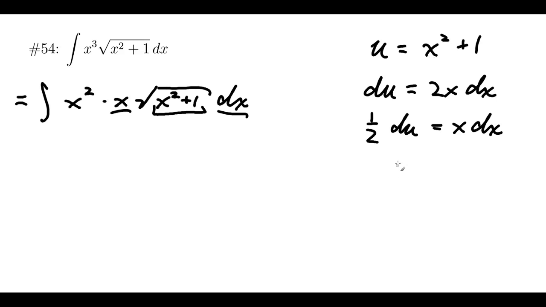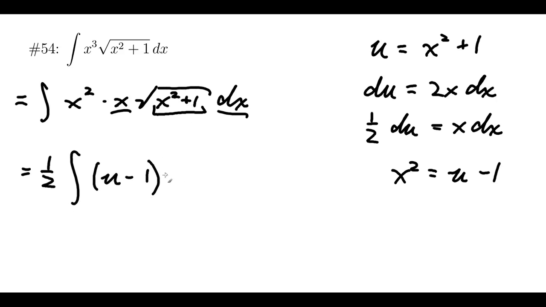If u is equal to x squared plus 1, that means that x squared is equal to u minus 1, right? So plugging all of these things in, we have a 1/2. X squared is u minus 1. We have a square root of u, and x dx gives us the du with that 1/2 that I put out front, right?